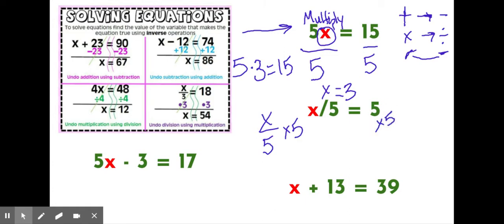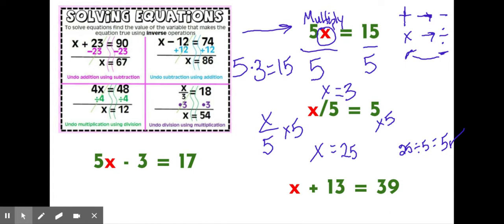By multiplying both sides by 5, I again create that fraction of 5 over 5, which gives me 1. So it just gives me x equals 5 times 5, which is 25. Again, I can check that by substituting that value back in for x. So let me check it again. 25 divided by 5 does equal 5, so I know that one is solved correctly.